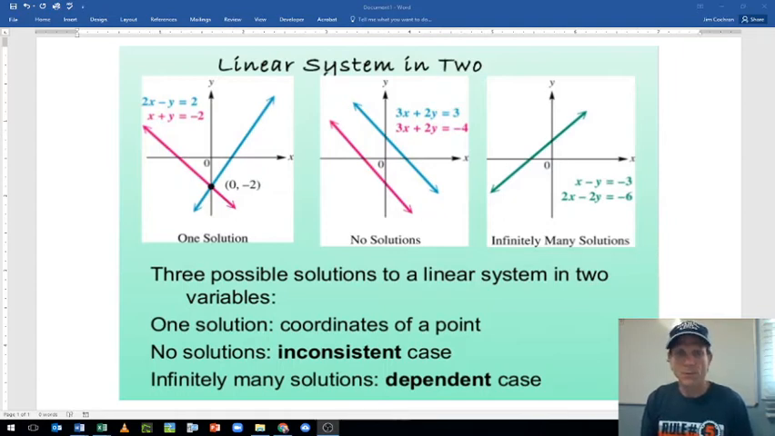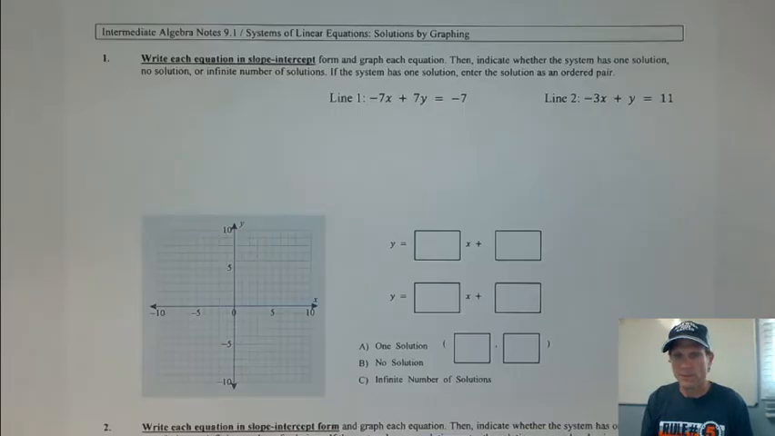Okay, in 9.1 we're going to look at the graphing method of solving systems of linear equations. Your note packet looks like this. The first thing we have to do when doing these problems in the Hawk system is it asks us to change the lines into slope-intercept form.